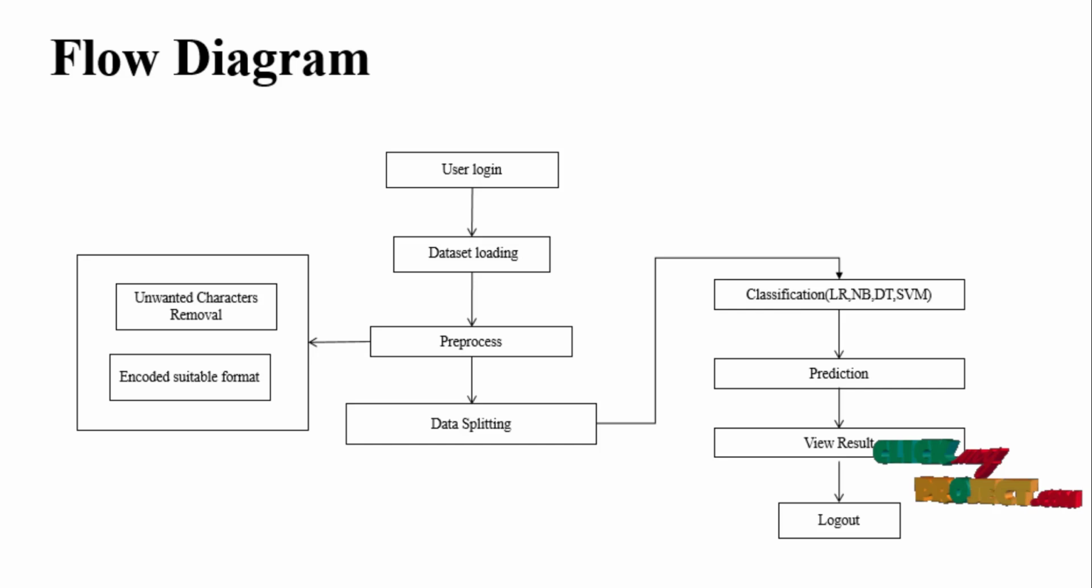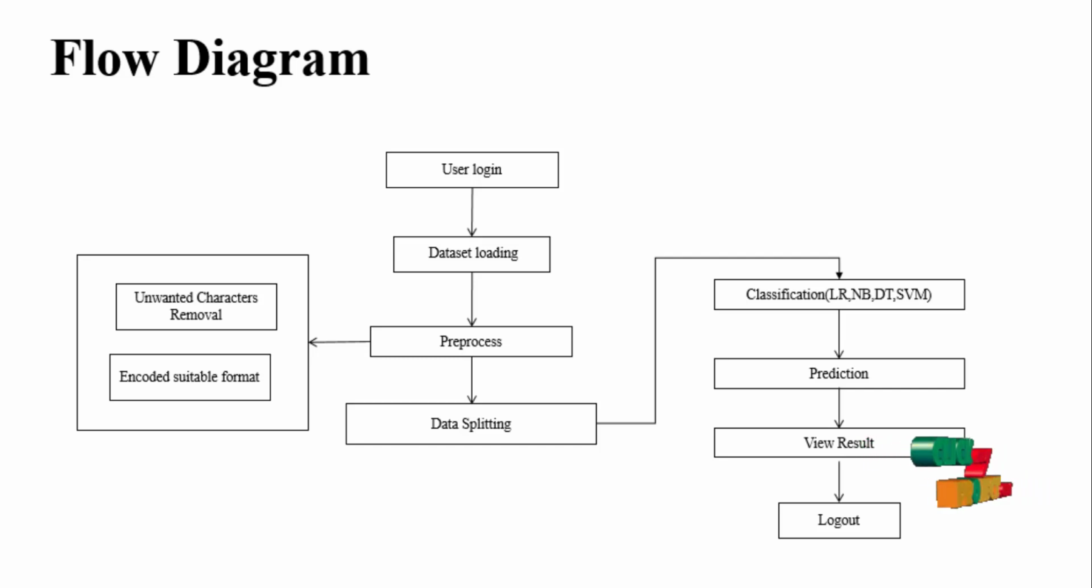In the pre-processing, the unwanted rows and columns can be removed, missing values can be handled, and the data can be converted into a suitable format. After that, the next step is data splitting. In this, the pre-processed data can be split into two categories, one as train data and another as test data. The train data is used to train the model and the test data is used to evaluate the trained model. Once the model is trained, the next step is the classification.